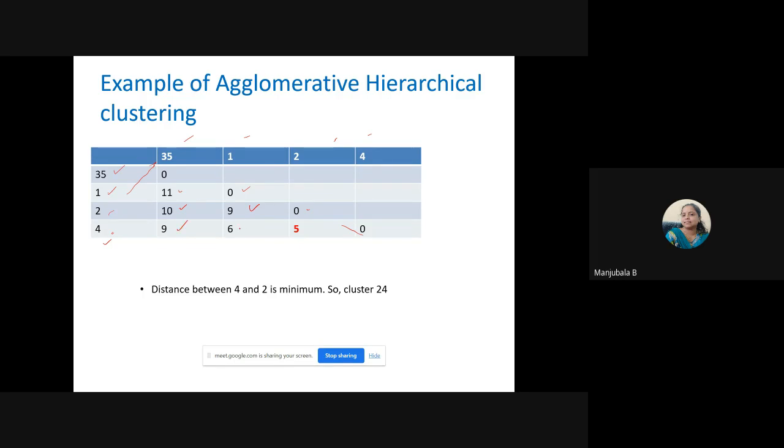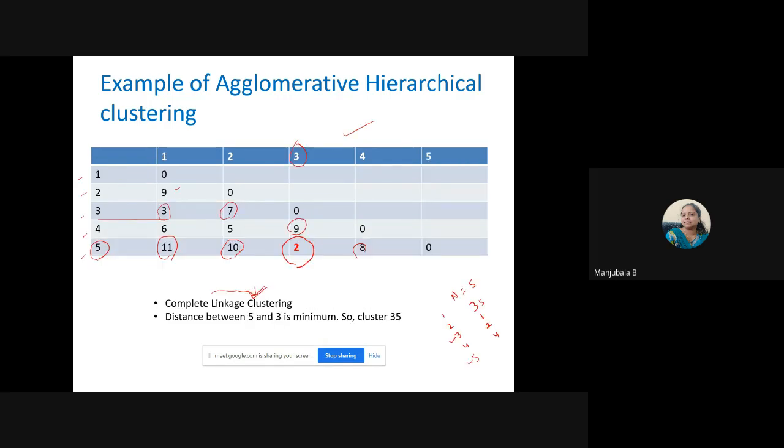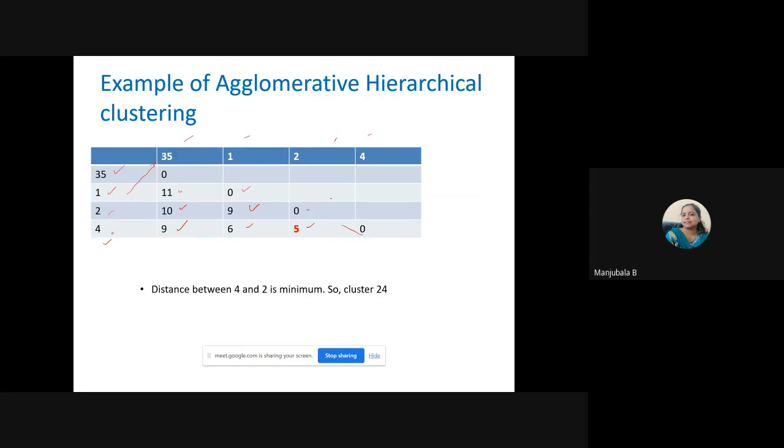And 4 to 1 is already given here, and 4 to 2 is also given in the previous matrix. Only for the new cluster, whatever you are performing, that value will be updated. So this is the distance matrix in the next iteration, right? Again, you have to follow the same step.